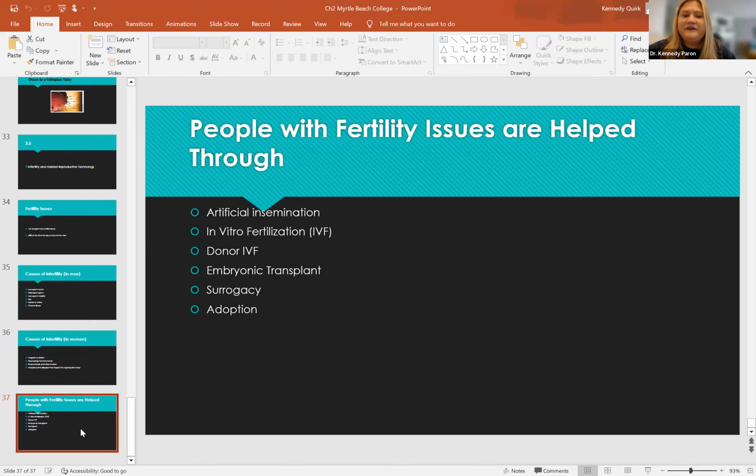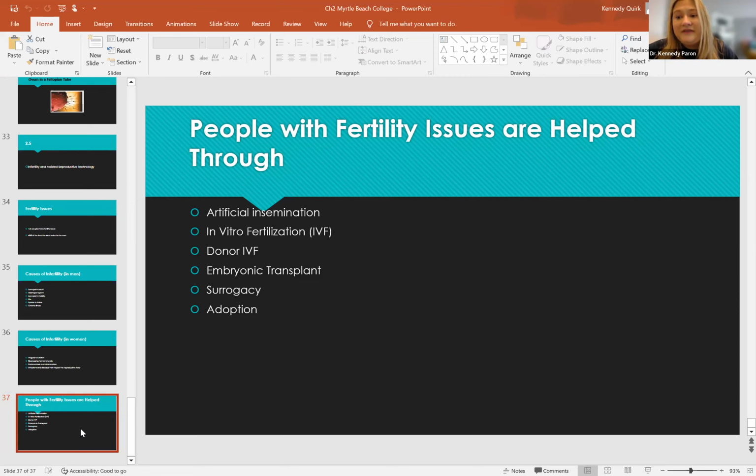So people with infertility issues can be helped through artificial insemination, so bringing the sperm into the reproductive tract of the woman, in vitro fertilization, or using a dish in order to combine the sperm and ovum inside the lab and then putting it inside the woman. Donor IVF, so using a donated embryo and putting it in the woman. An embryonic transplant, so utilizing the creation of an embryo in a lab and then transplanting it into the woman.